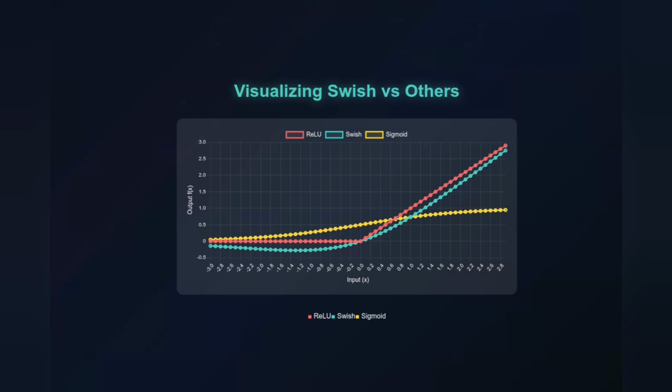Unlike ReLU, Swish allows small negative values to pass through, which can help preserve information. This smoothness is mathematically important because it means Swish is differentiable everywhere. No more zero gradients at negative values. Here's something cool. By adjusting the beta parameter, you can control how ReLU-like or linear-like Swish becomes. It's like having a tunable activation function.